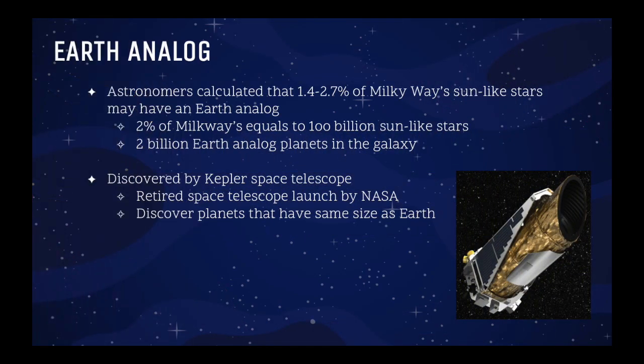Next, what is an Earth analog? An Earth analog is a planet or a moon with environmental conditions similar to those found on Earth. Using a mathematical model to plot the size and orbital distance for all the potential planets spotted, astronomers extrapolated the data and calculated that 1.4 to 2.7% of the Milky Way's Sun-like stars may have an Earth analog. 2% of the Milky Way's roughly 100 billion Sun-like stars means that you have 2 billion Earth analog planets in every galaxy. This work was done by the retired space telescope launched by NASA named the Kepler Space Telescope. Its objective is to find a planet that has the same size as Earth.